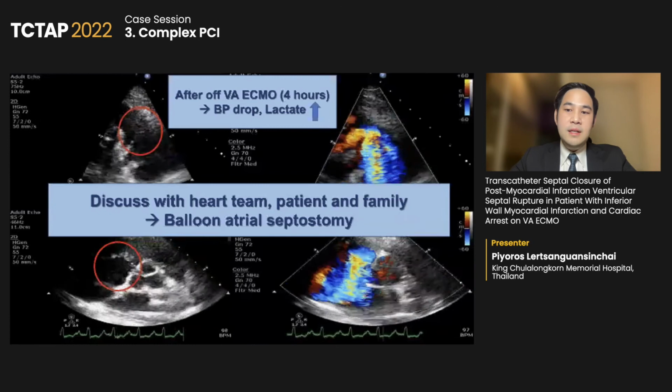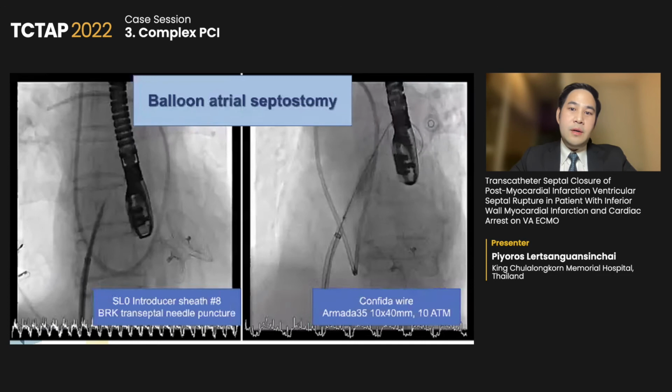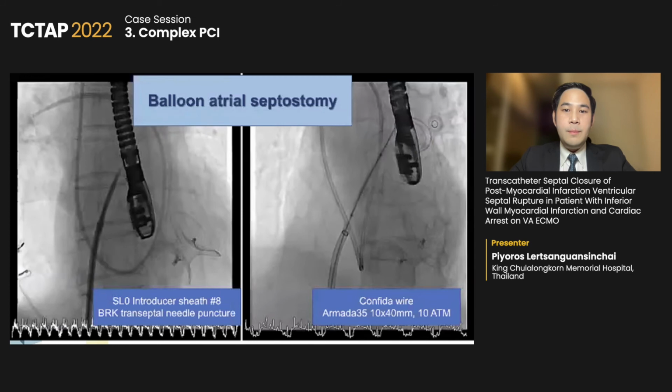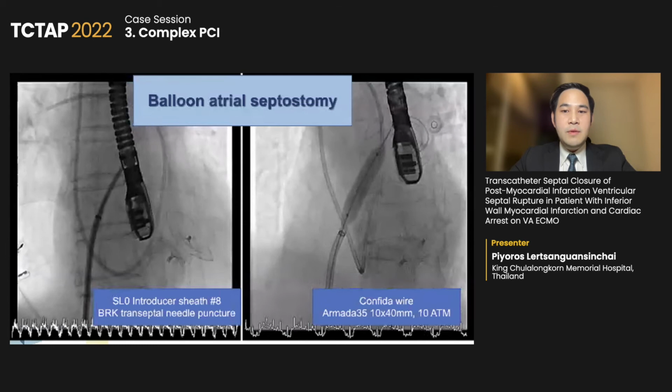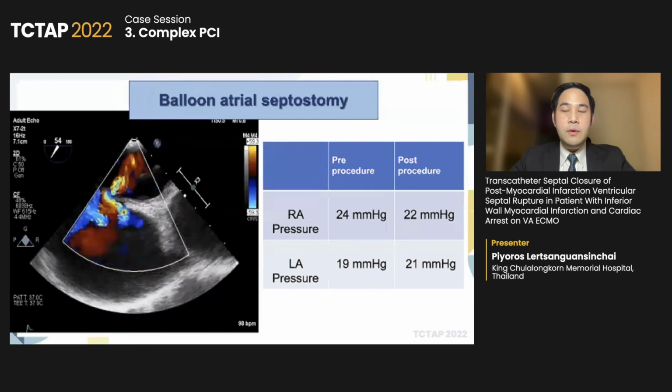So we performed balloon atrial septostomy to decrease RA and RV volume load. We advanced an SL0 introducer sheath, 8 French, via the right femoral vein and punctured the septum with a BRK transseptal needle under TEE guidance. Then we passed a guidewire through the LA and used a balloon to perform balloon septostomy. After septostomy, RA pressure decreased from 24 to 22 millimeters of mercury.